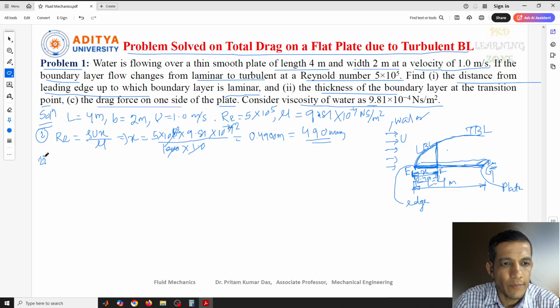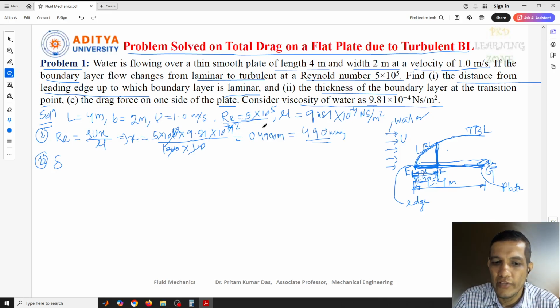Now the second point is: given the thickness of the boundary layer at the transition point, that is, the thickness of the boundary layer at the point where the boundary layer changes from laminar to turbulent. So what is the thickness of the boundary layer? That means what is delta? Boundary layer thickness is nothing but delta. So delta needs to be calculated based on the Reynolds number.